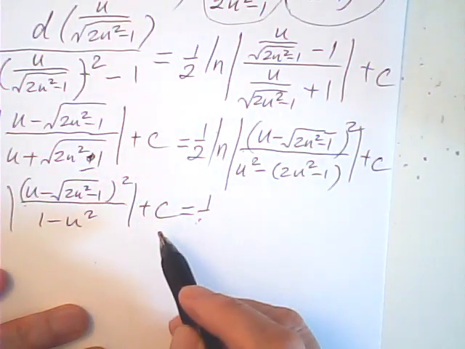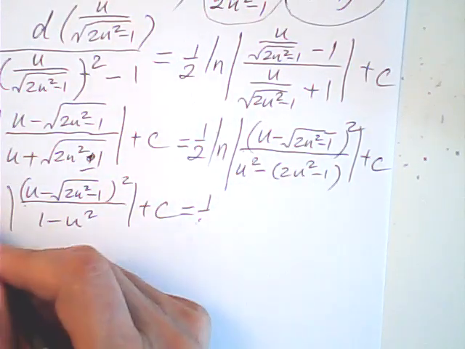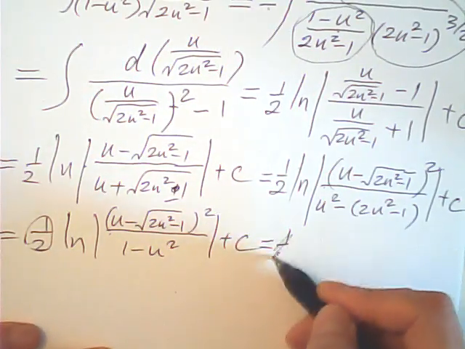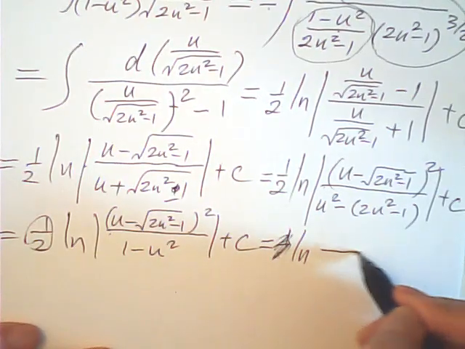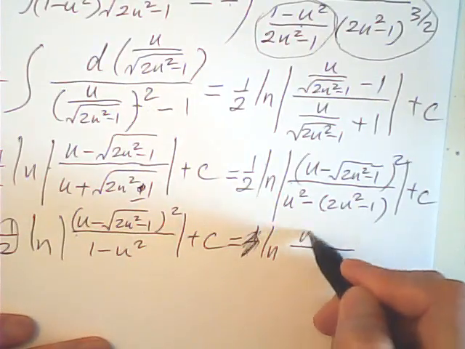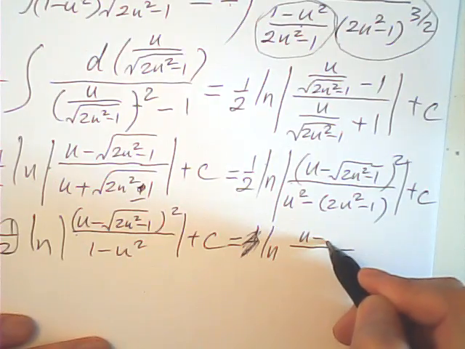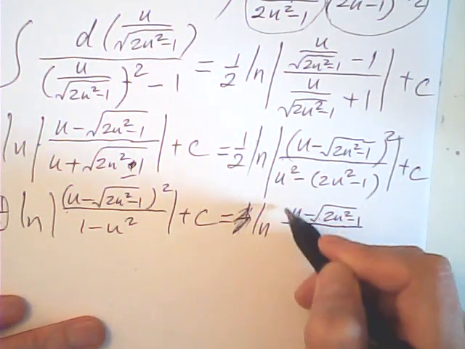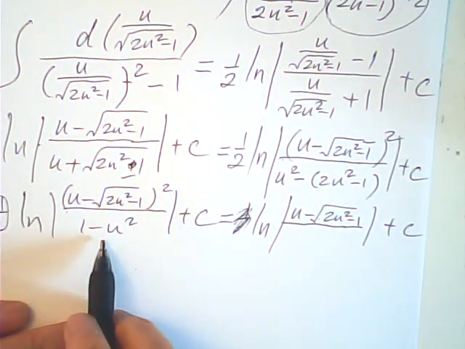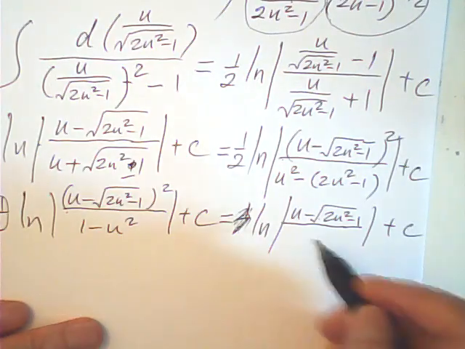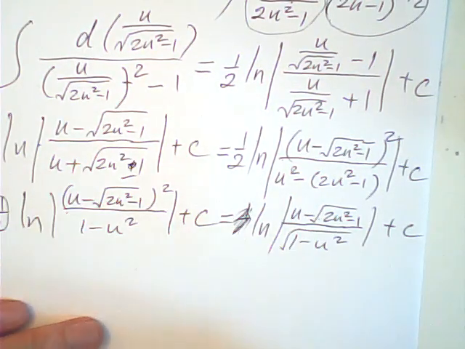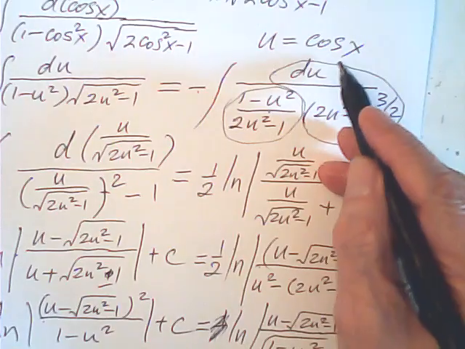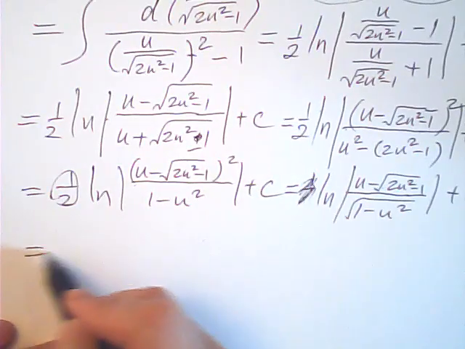Well, this half is a square root. Square root, right? If I change the square root, it becomes a log, 1 over u minus square root 2 u squared minus 1 plus c. This is square root, right? 1 minus u squared square root. And what is u? U is cosine. So it becomes a natural log.